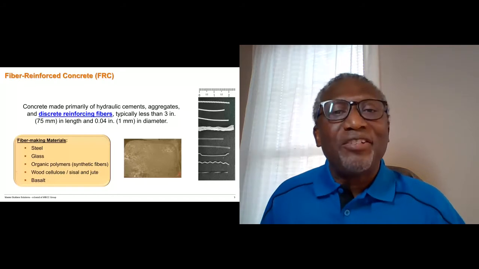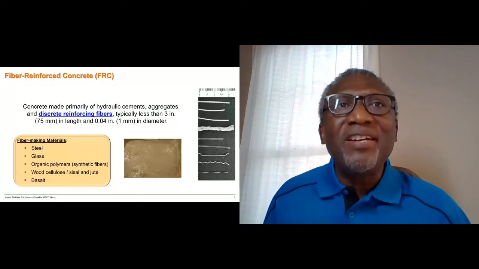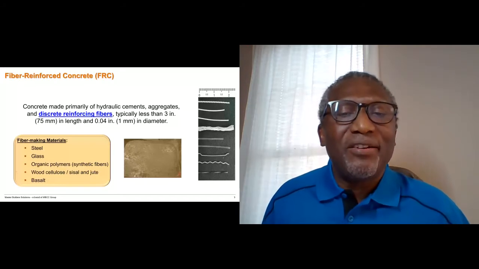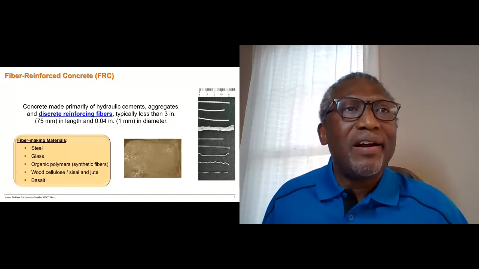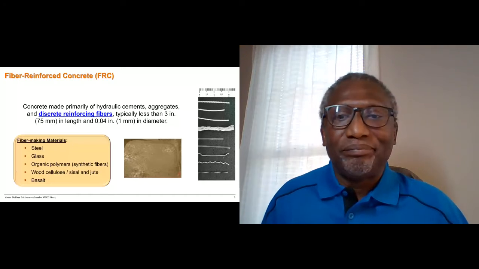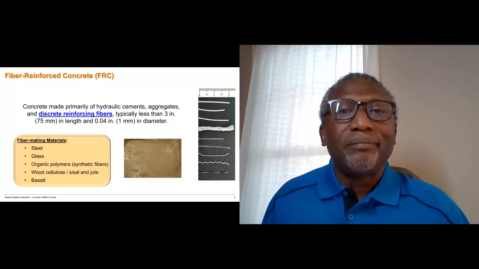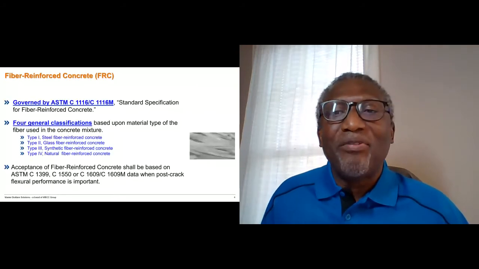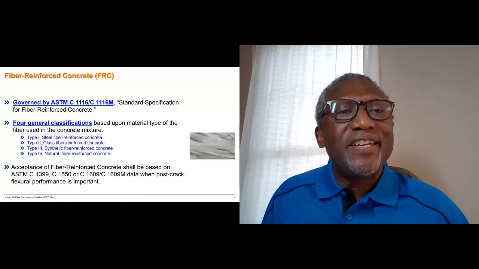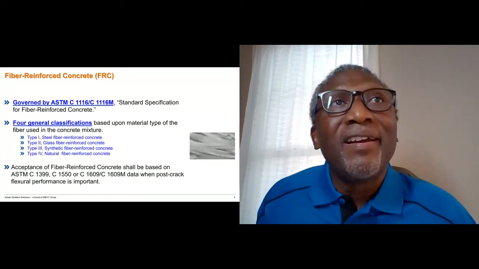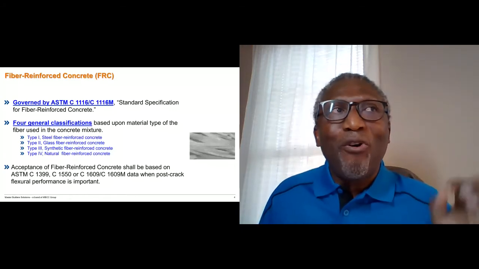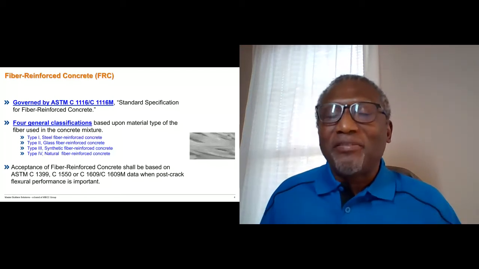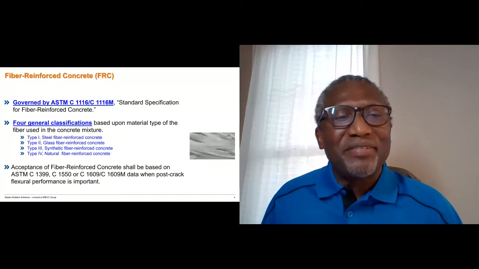Now, the fibers are added to the concrete at the time of batching, and they end up being uniformly and homogeneously distributed throughout the concrete matrix. Now, there is a standard specification for fiber reinforced concrete, and it is ASTM C1116. So it is the specification for fiber reinforced concrete, not for the fibers themselves. A lot of times I see that kind of error in specifications.